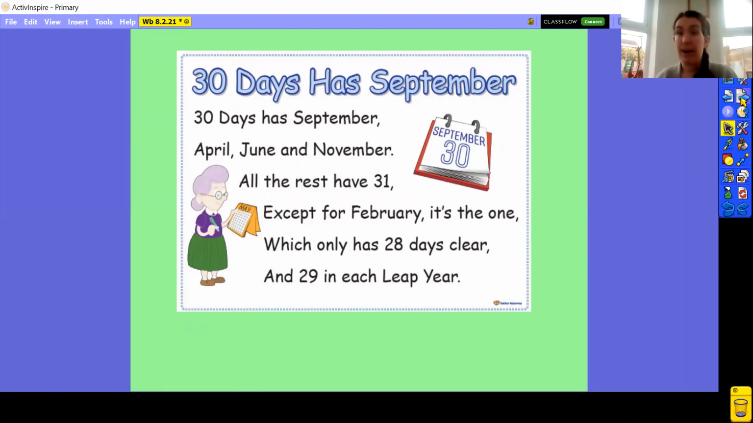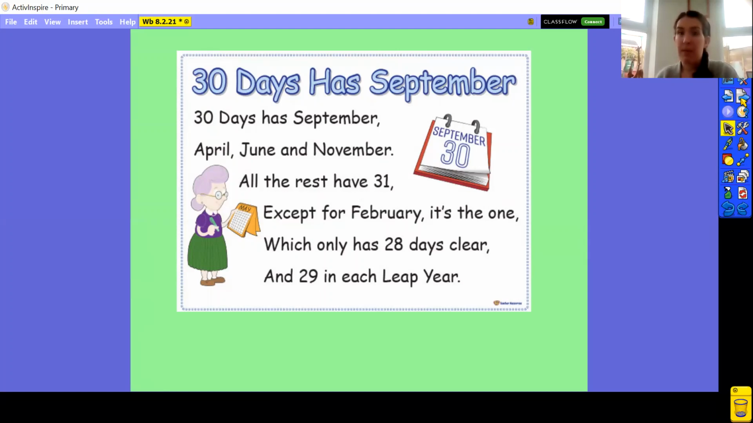For example, this is a really famous rhyme that people use to remember how many days there are in each month. So 30 days has September, April, June, and November. All the rest have 31, except for February. It's the one which only has 28 days clear and 29 in each leap year. Now we're going to come on to talking about February a little bit more in a few minutes, and we'll talk about what a leap year is. But that first bit is really important to help you remember how many days there are in the rest of the months.